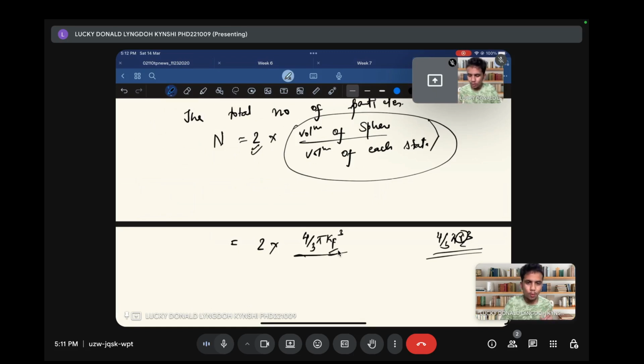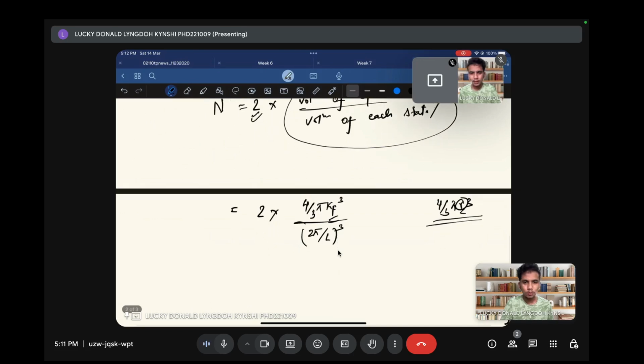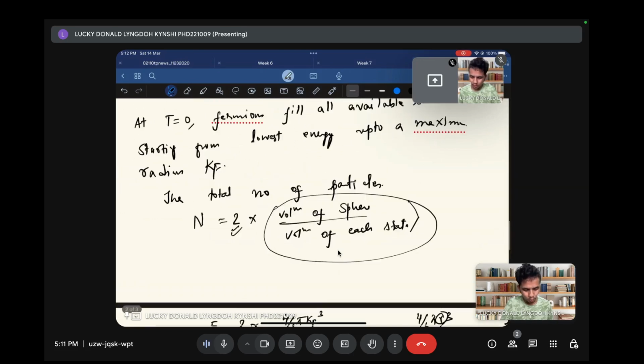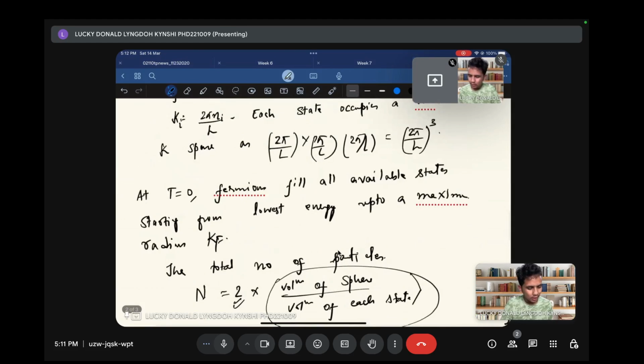Now, what is the volume of each state? That we have already mentioned is going to be 2 pi by L whole cube, right? 2 pi by L whole cube. And L cube is what? I can write it here, 2 pi whole cube by V. Okay, just a second. Yeah, because L cube we can also write in terms of volume V.